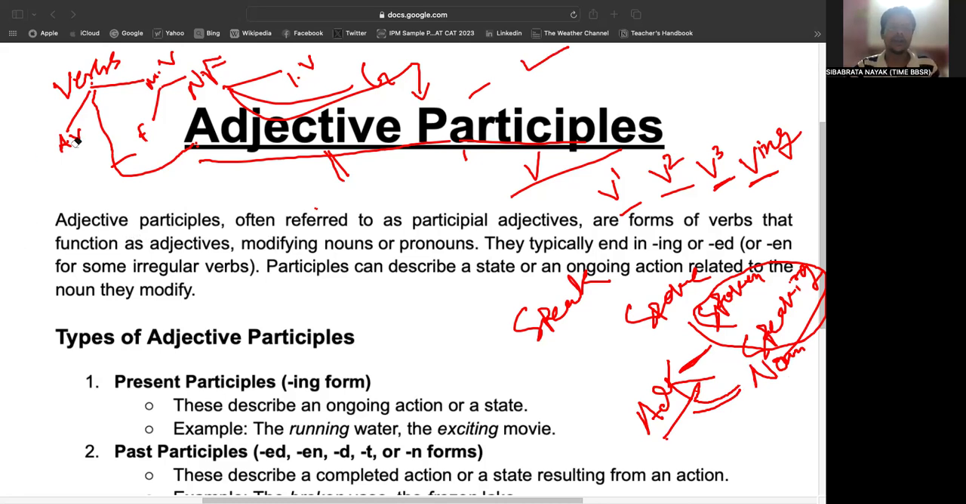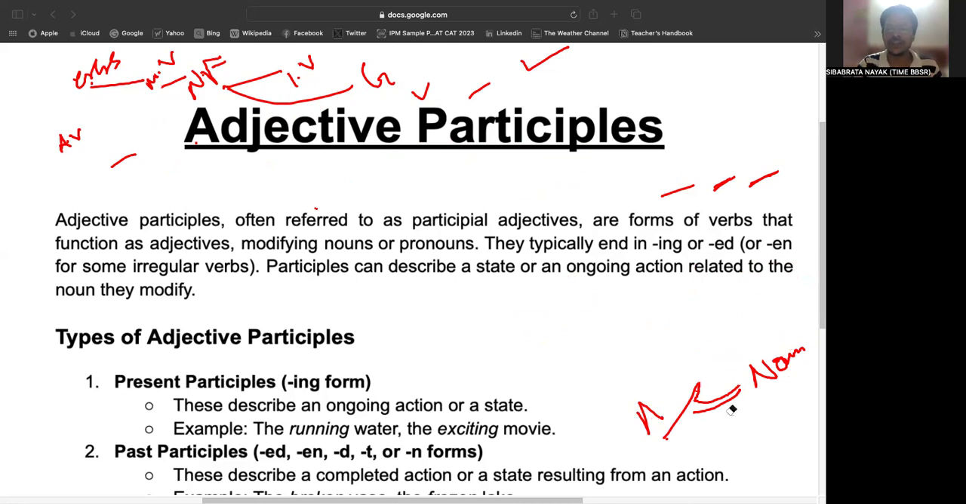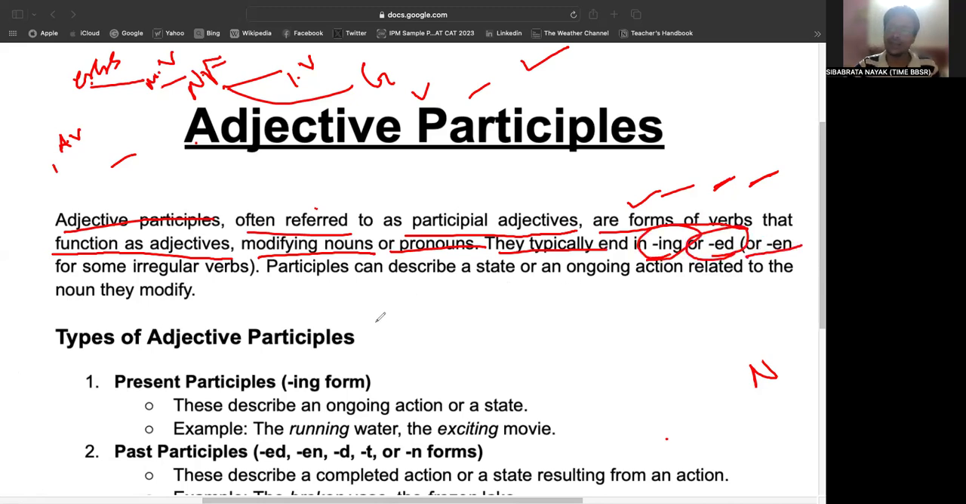Yes, sir. Now coming to the next one, we will discuss what an adjective participle is and how it functions in the sentence. As per the definition, it is given very clearly: adjective participles, often referred to as participle adjectives, are forms of verbs that function as adjectives, modifying nouns or pronouns. They typically end in ing, ed, or en form, with some irregular verbs. Participles can describe a state or an ongoing action related to the noun they modify.